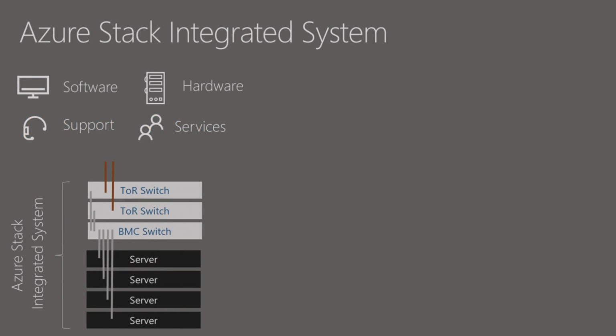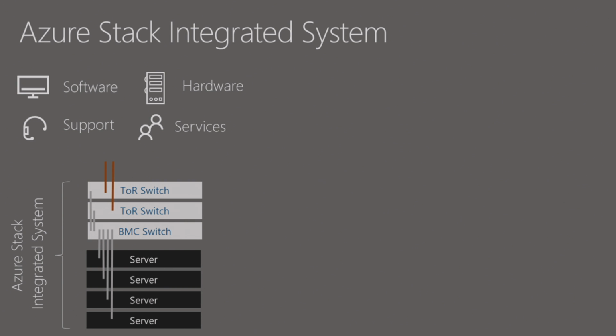So how is Azure Stack delivered? It's delivered as an integrated system. And I'll spend a little time on what an integrated system really means. Physically, it means that when you buy Azure Stack, let's assume you buy the smallest unit of Azure Stack that you can put into production, that's going to be 4 physical servers plus 3 physical switches. So you'll get 4 physical servers populated with a bunch of disks, and you'll get 2 top-of-rack switches, and you'll get one BMC switch.